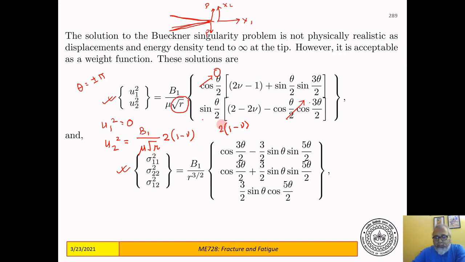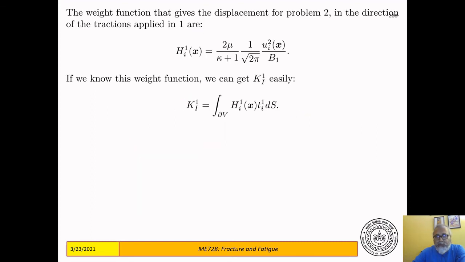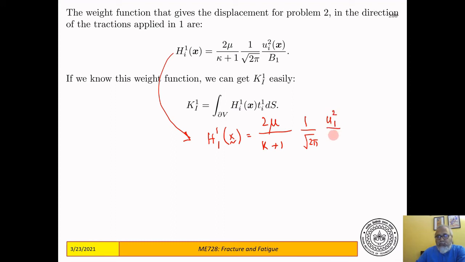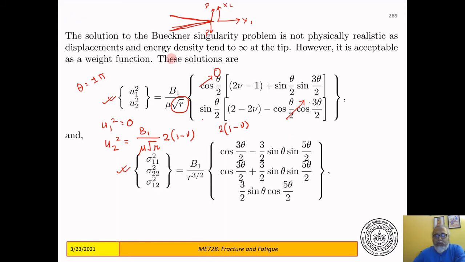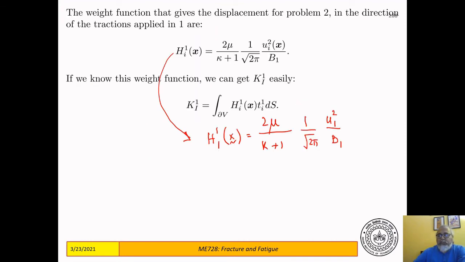Then if I go back to the previous slide, this was my weight function. h11 at any point is 2 mu by kappa plus 1, 1 by root 2 pi, u12 by b1. But as we see, u12 is equal to 0, which means that this is equal to 0.